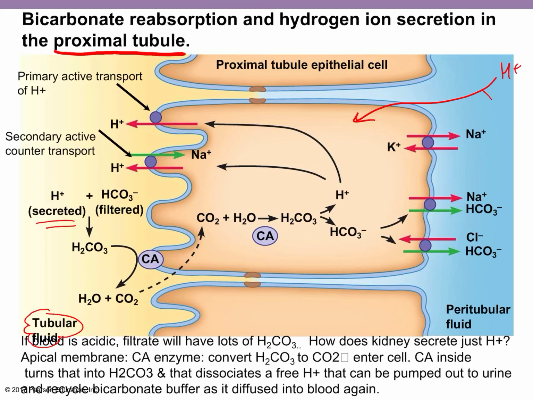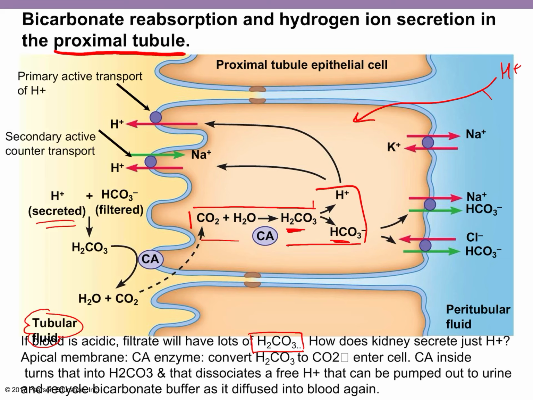So what we have here is the blood is acidic. The filtrate will have lots of H2CO3, okay? So the blood is going to have H2CO3 because here's your carbonic anhydrase reaction. So the blood has already done this, right? You have a lot of H2CO3 in the blood. So it's the acid form in the blood. And so your kidneys want to take this apart and just get rid of that hydrogen ion.